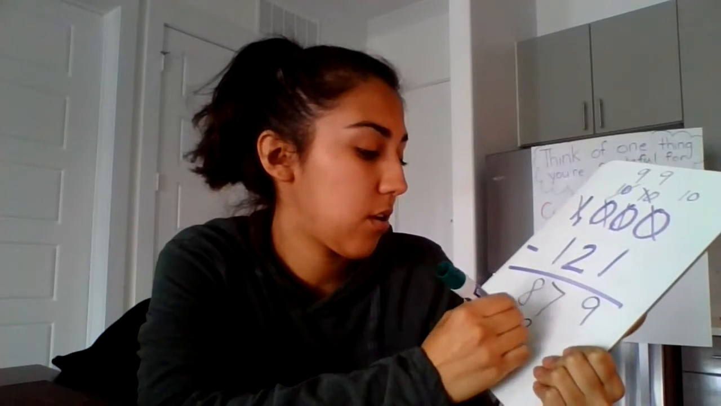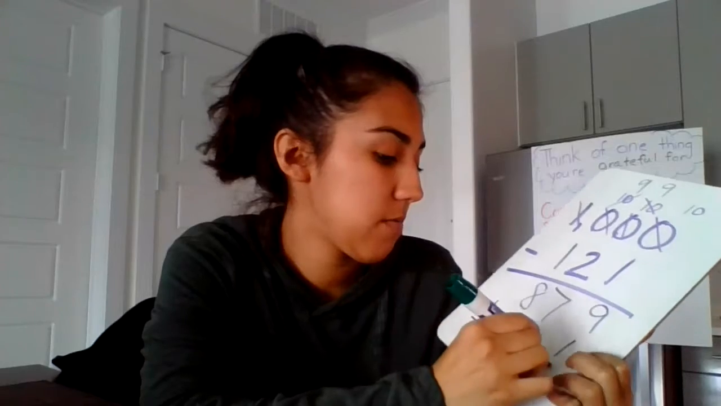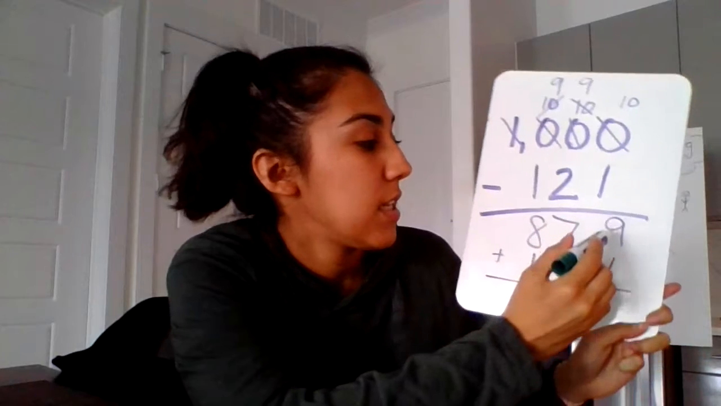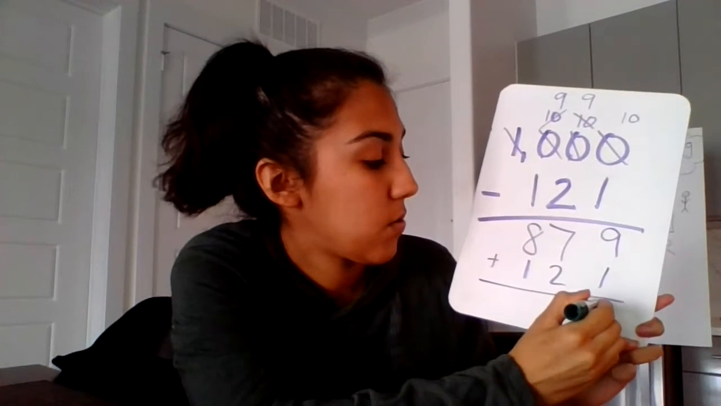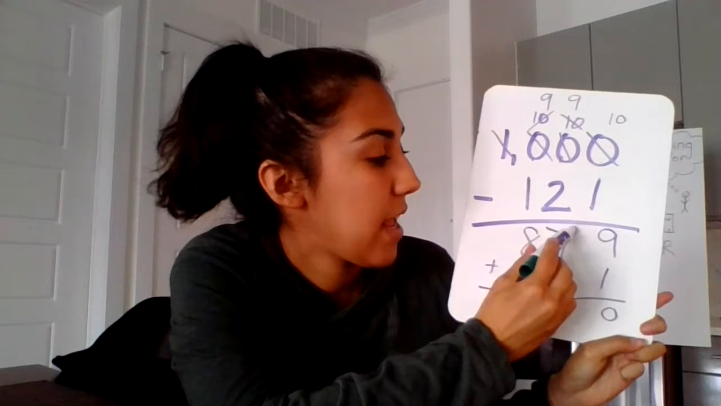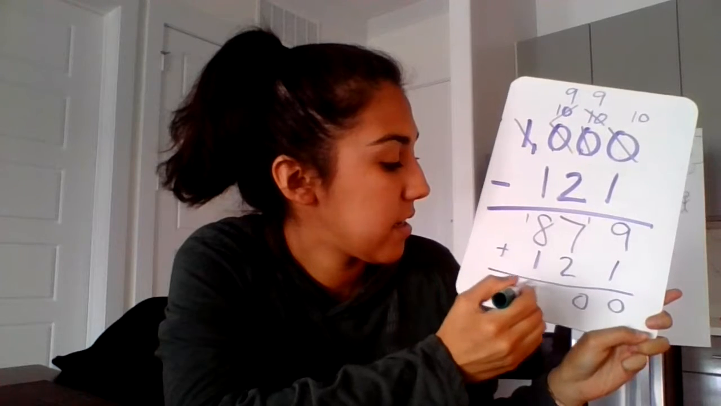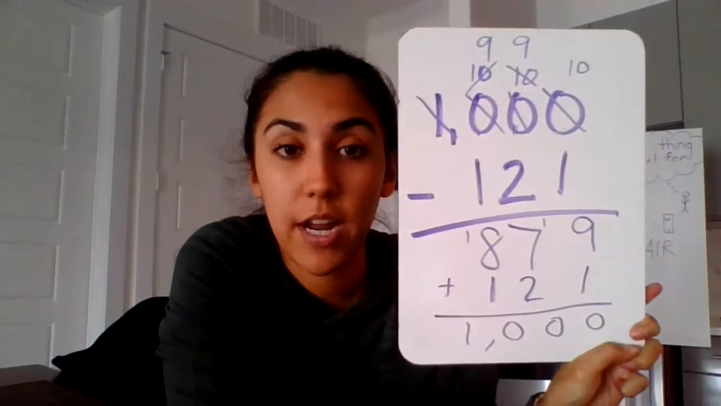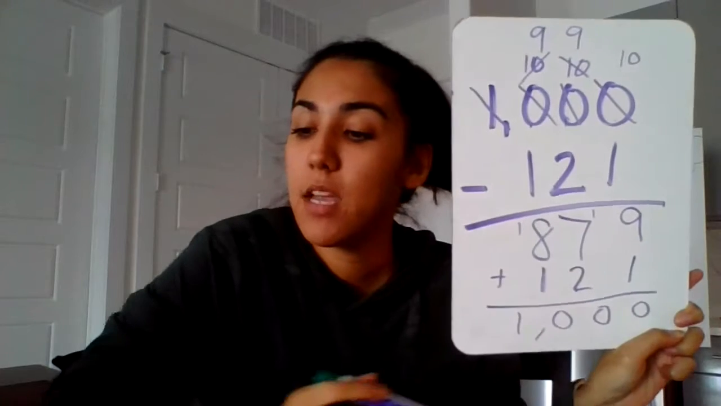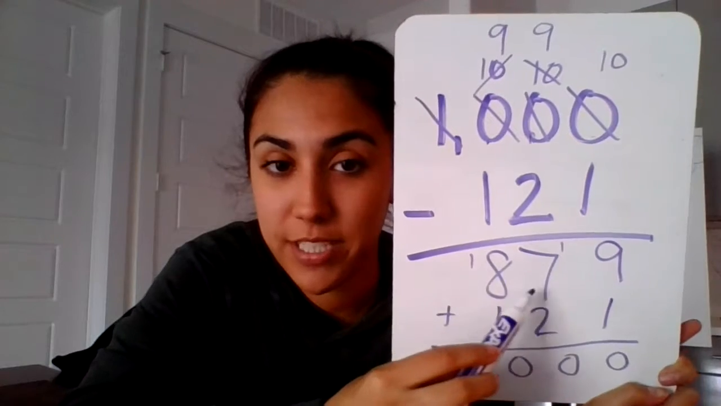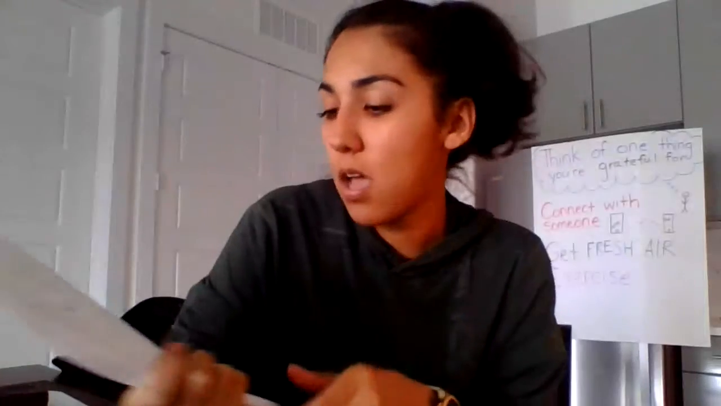So I'm just going to go ahead and add 121 at the bottom, and let's see if we get 1,000. 9 plus 1 equals 10. 7, 8, 9, 10. 8, 9, 10. And we get 1,000. Our answer is correct. Okay, so for the solve and label, for the strip diagram, your answer is 879.